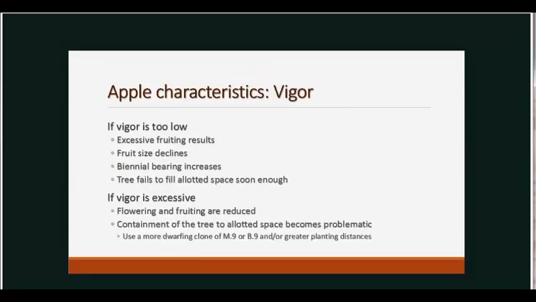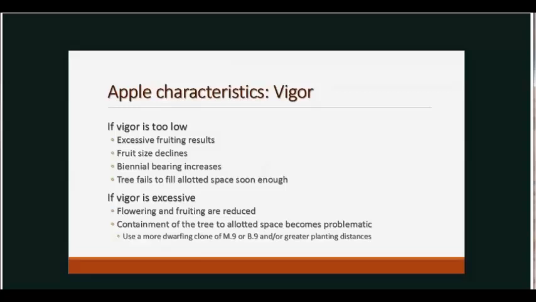We also want to look at vigor, and vigor really will tie into rootstock selection when we get into rootstocks. We look at what the vigor of the scion is, or that's the part that's grafted onto the rootstock, and that's spelled S-C-I-O-N, so that's what we call the part that actually produces the fruit. We try to match that to the appropriate rootstock.